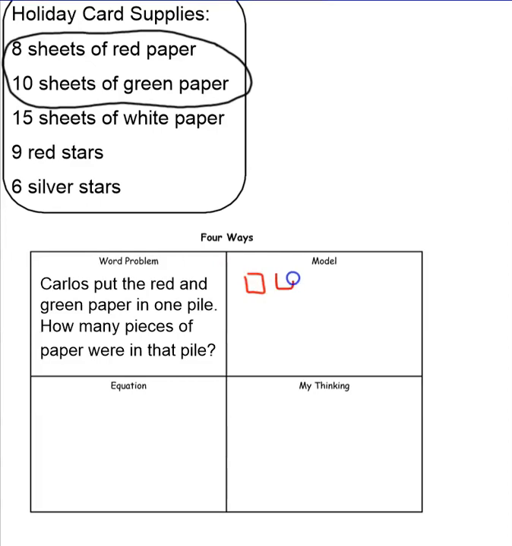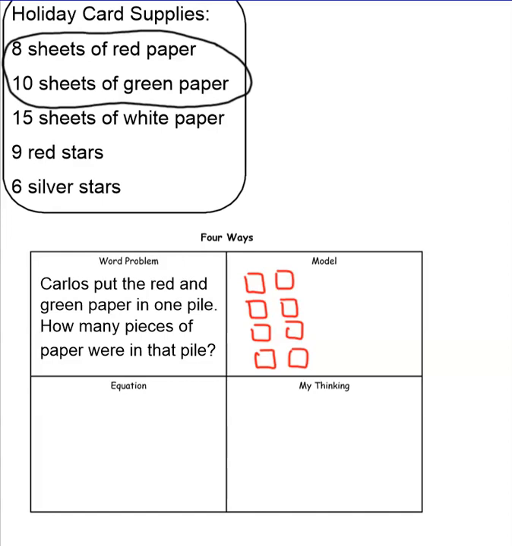1, 2, 3, 4, 5, 6, 7, 8. And I look at that and I think, I know that I have 8 because I have 4 on one side and 4 on another.